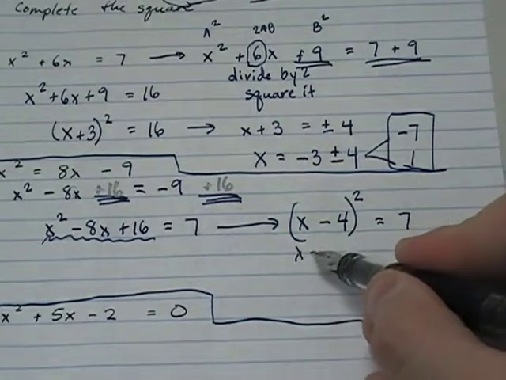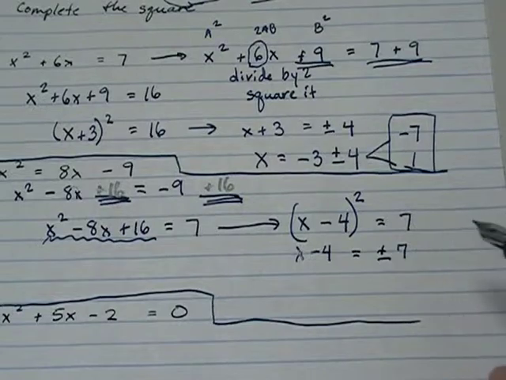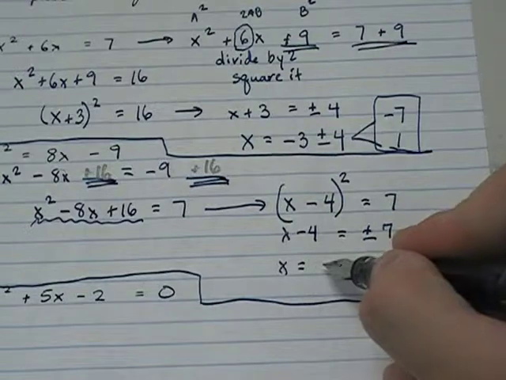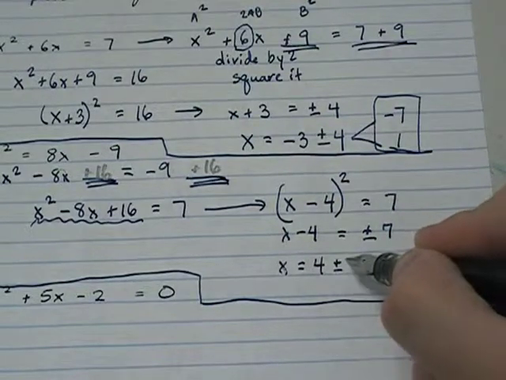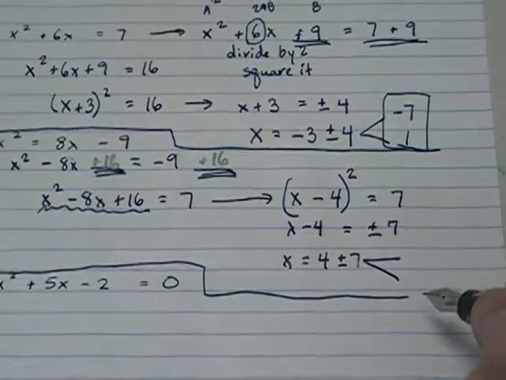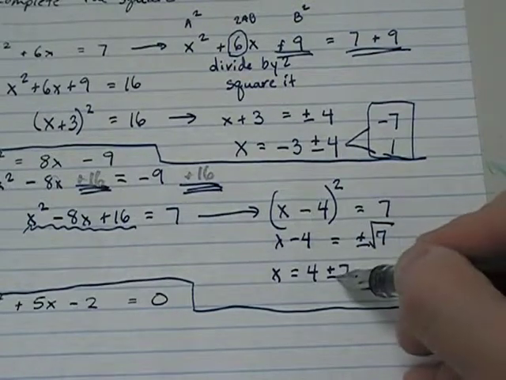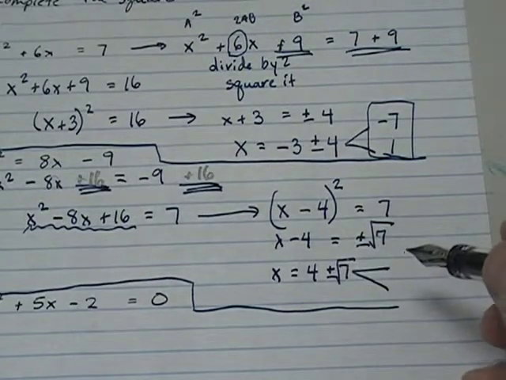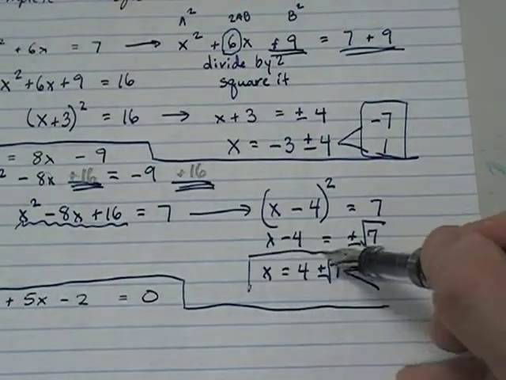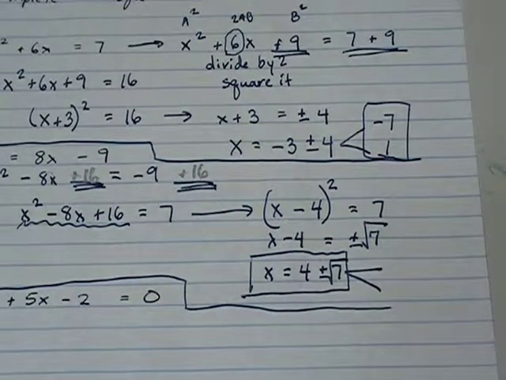You get x minus 4 equals plus or minus 7. And of course, if you bring this 4 over, you get x equals 4 plus or minus 7. And of course, 4 plus or minus 7 is going to give us 2 answers. Or plus or minus, excuse me, the square root of 7. Got to remember my square root signs there. So we get 4 plus or minus the square root of 7. Now, if you want an exact answer, that's going to be your answer. 4 plus or minus the square root of 7.